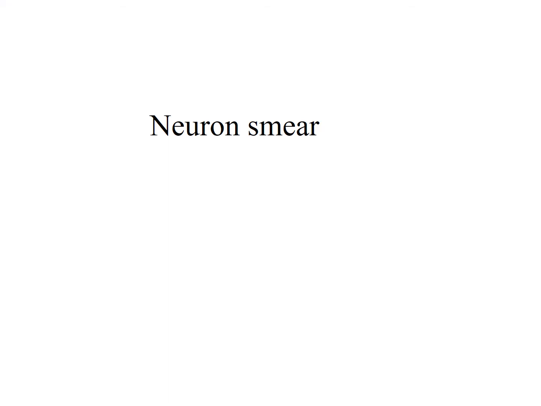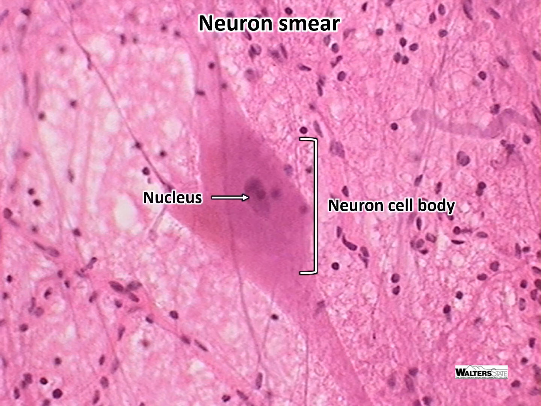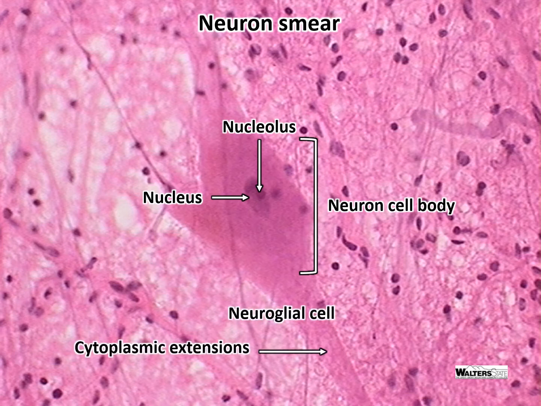Next up, we've got a neuron smear. And in this neuron smear, there are a number of things that I want you to see. First of all, this is the neuron cell body. Within the neuron cell body, you've got the nucleus, and within the nucleus, you've got one or more nucleoli. So there's a nucleolus. Finally, here's the cytoplasmic extension and a neuroglial cell. So all of these smaller dark dots that are surrounding the neuron are actually neuroglial cells.